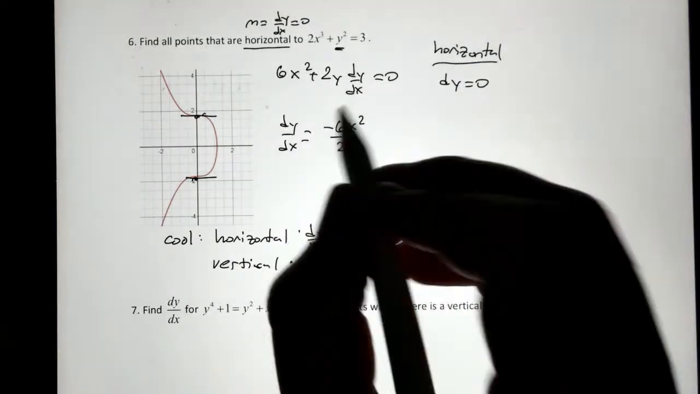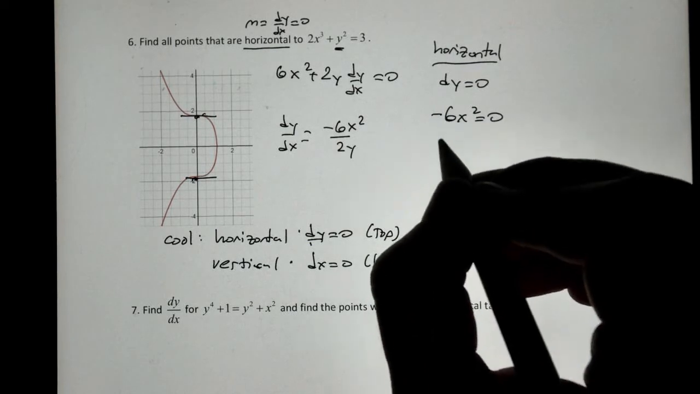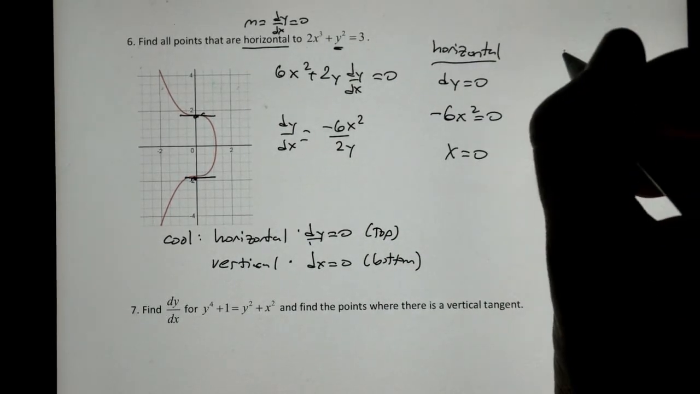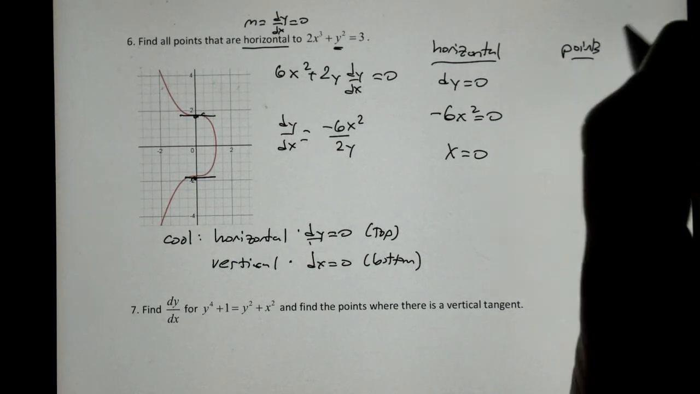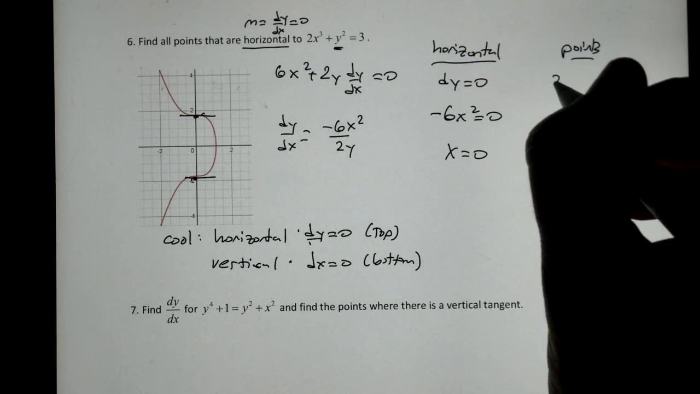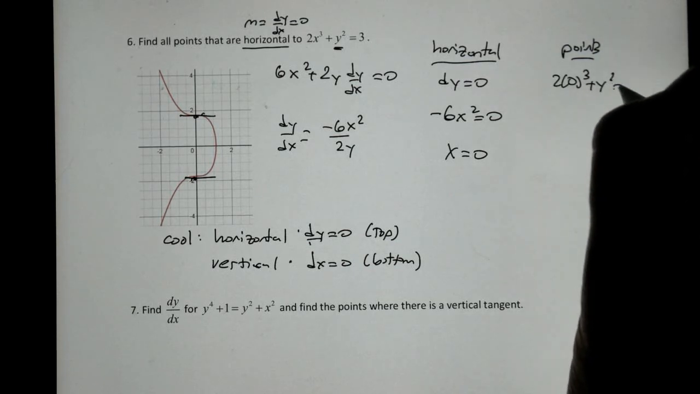So dy here is just negative 6x squared. That's what's so nice about this Leibniz notation. And if you solve that, you're going to get x equals 0. But they do want us to find the points here. So now I have to plug that in. So in other words, I have to find y. That's going to become 2 times 0 cubed plus y squared is 3.